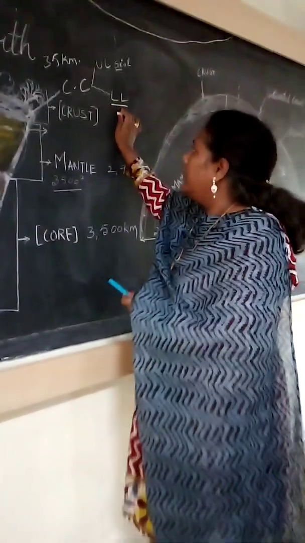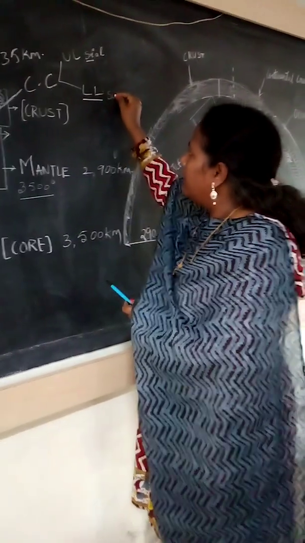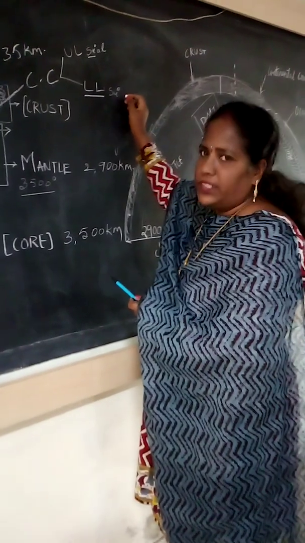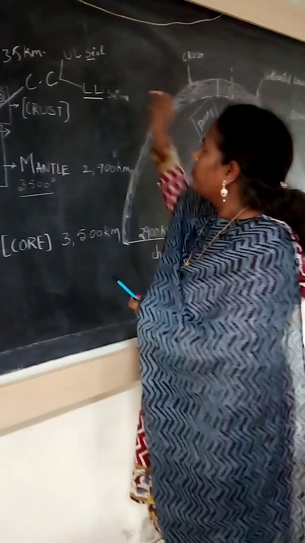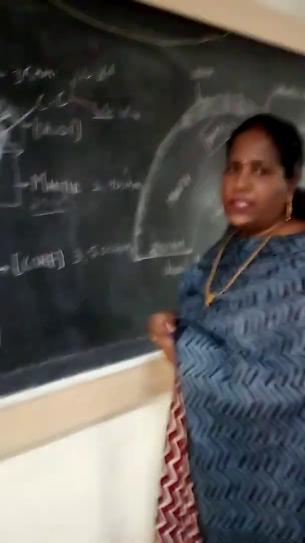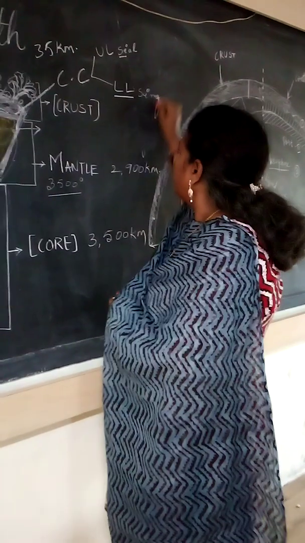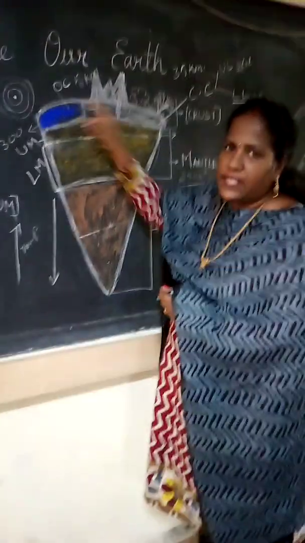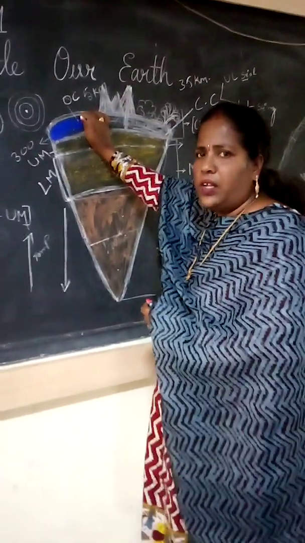Next we see the lower layer in the continental crust. Here what can we see? Silicon and magnesium. Sima means silicon and magnesium. So here also only one layer is there, that is the lower layer. We can see here also silicon and magnesium.